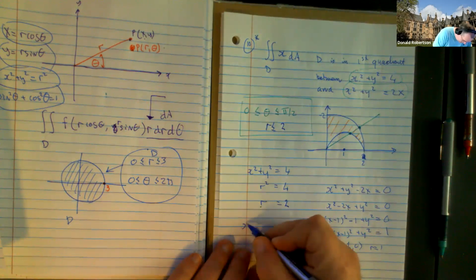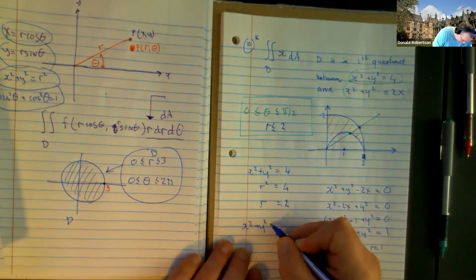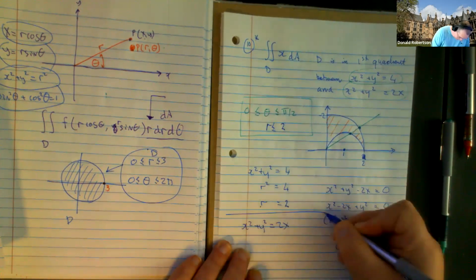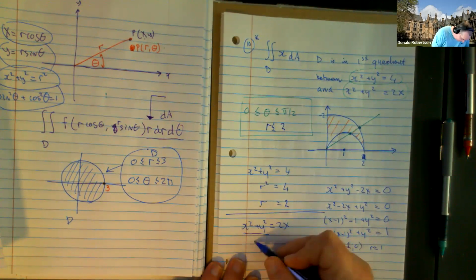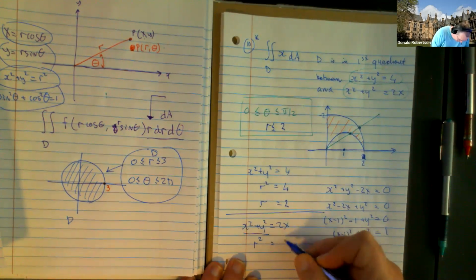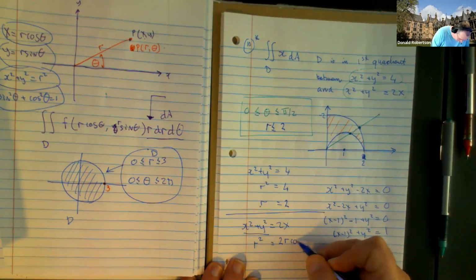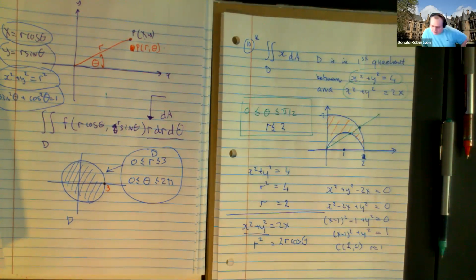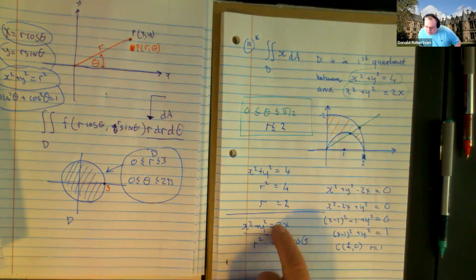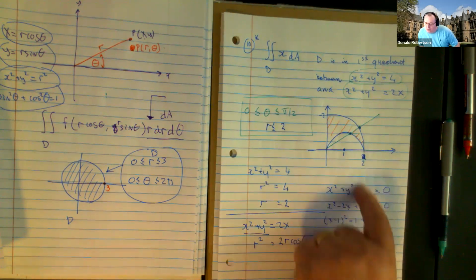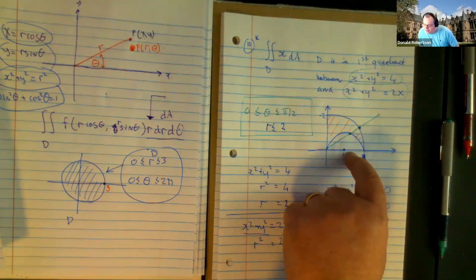Now, x squared plus y squared equals 2x. This guy becomes r squared, and this guy becomes 2r cosine theta. Are you comfortable with the replacement of x's and y's? Does that make sense? X squared plus y squared is this. That guy is that, right? Oh, by the way, if you're worried about this working, couldn't I have just plugged it into Desmos and seen what it looked like?